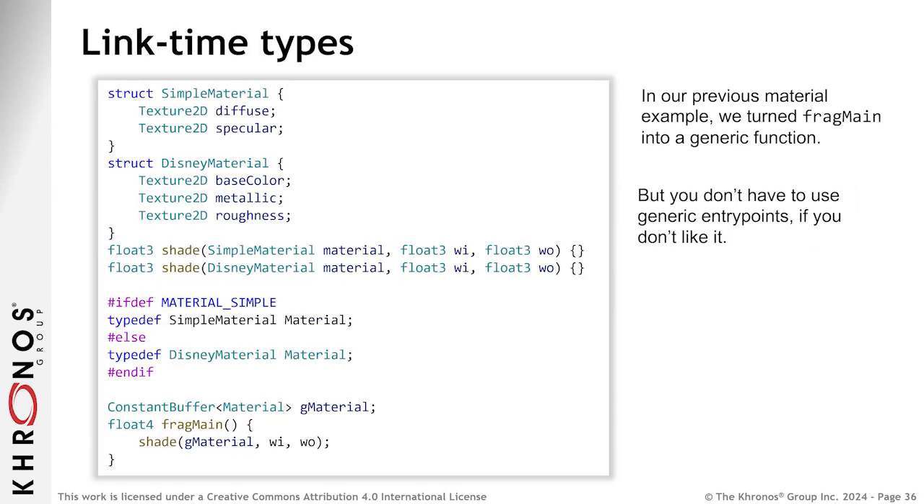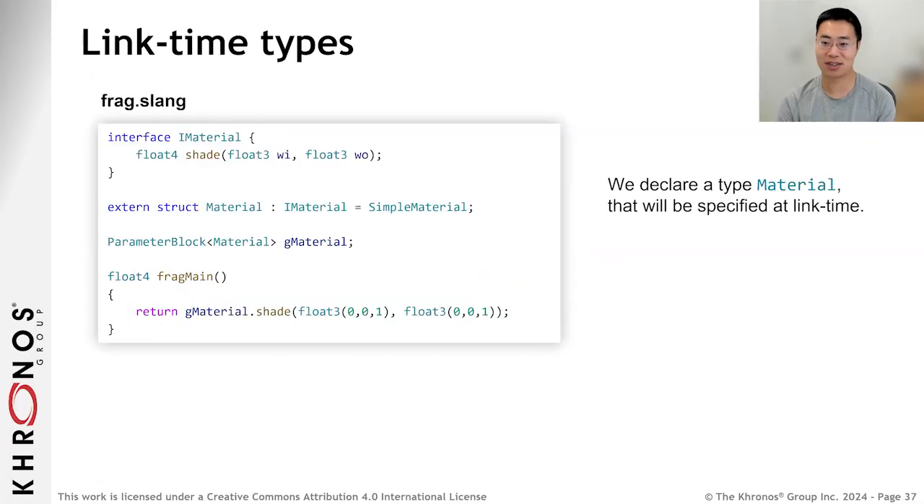All right, so in addition to link time constants, Slang also supports link time types. And recall our first example where we are specializing the shader to different materials. I said earlier that we can get rid of preprocessor usage by making the fragment shader entry point a generic function. But you don't have to do that. You don't have to write a generic function if you don't like the generic syntax. And here's a different way to specialize that shader using link time types.